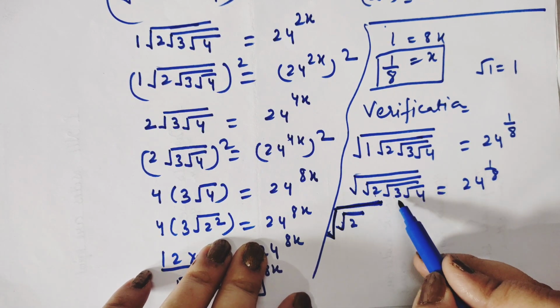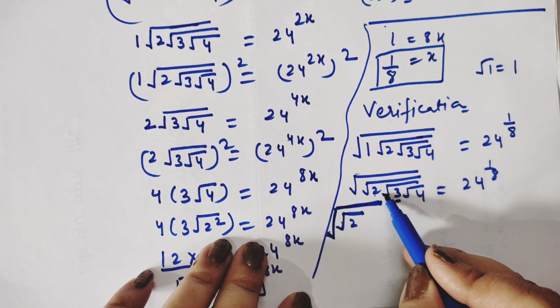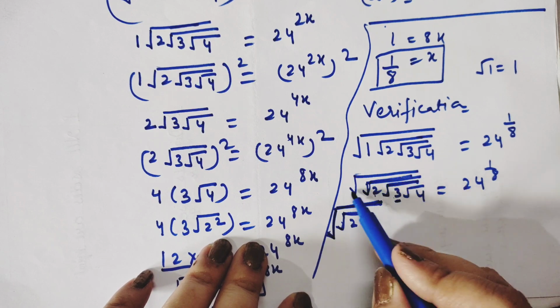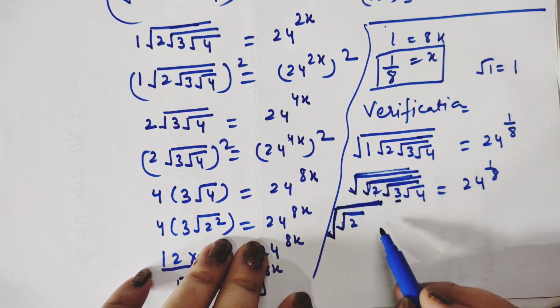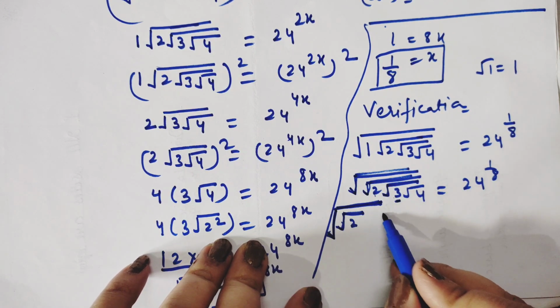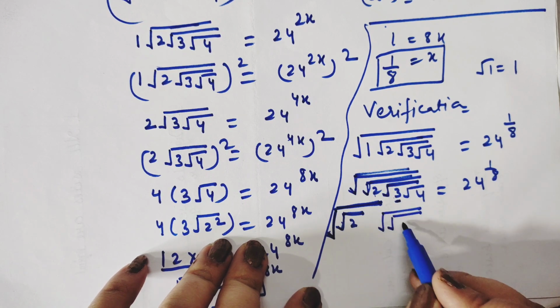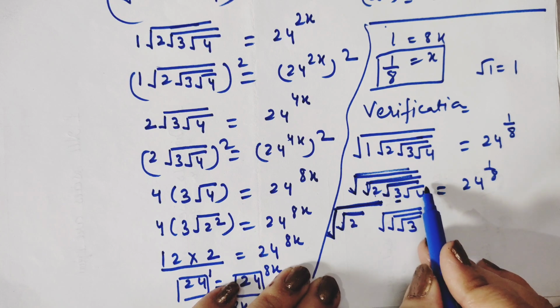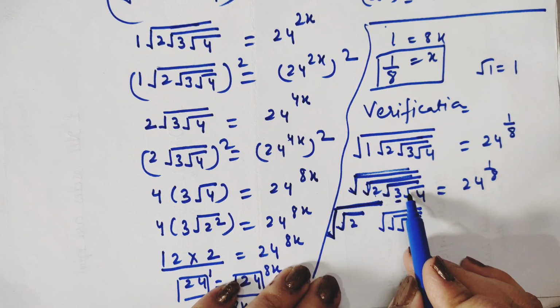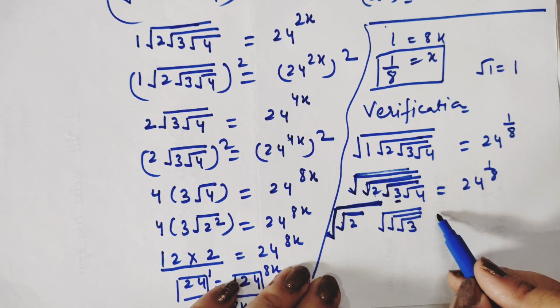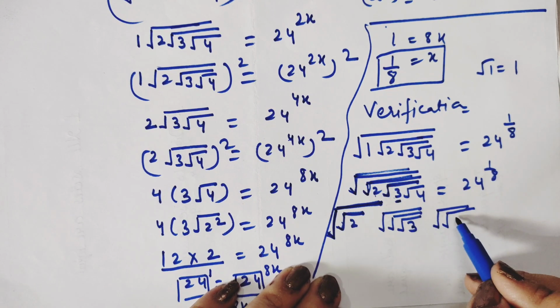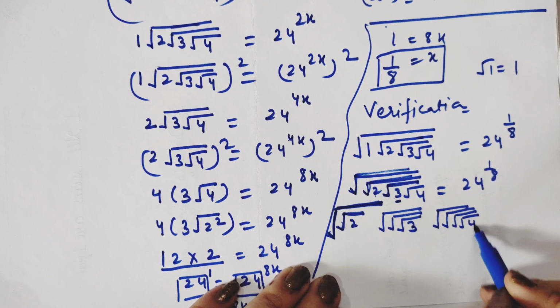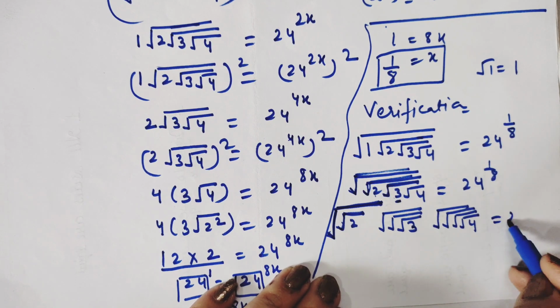After that you can see this 3 has 3 roots. How? This one and this one: 3 roots for root 3, so we write 3 roots and then 3. Now see the number 4. 4 has 1, 2, 3, 4 roots. So we will make 4 roots for this 4. And the right hand side is 24 to the power 1 by 8.